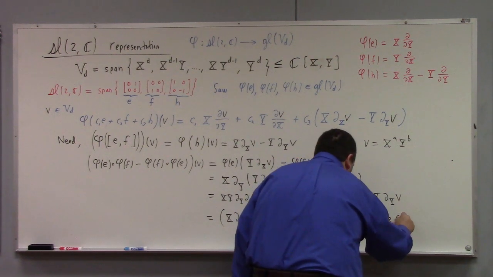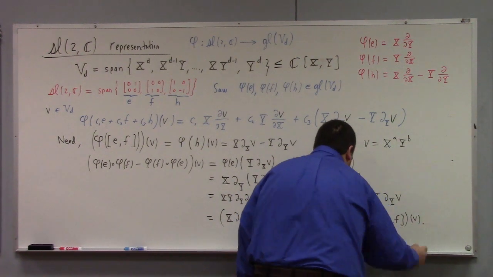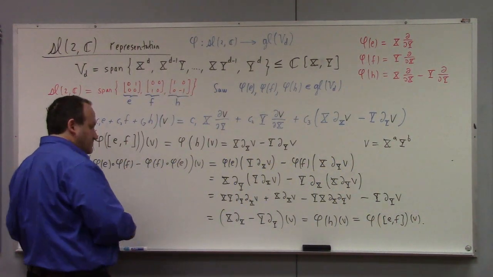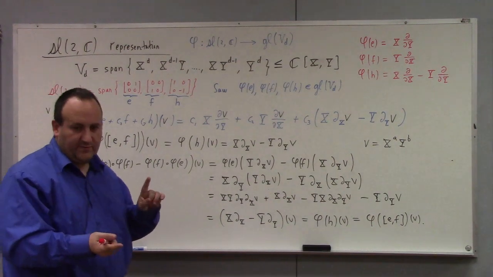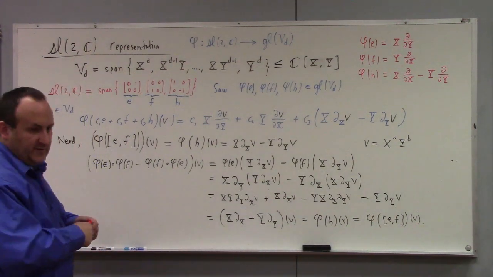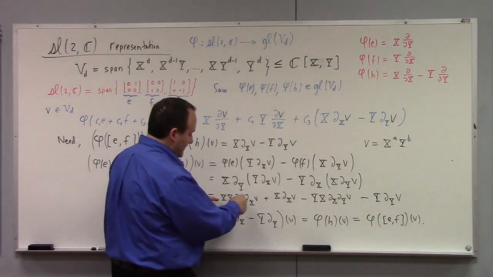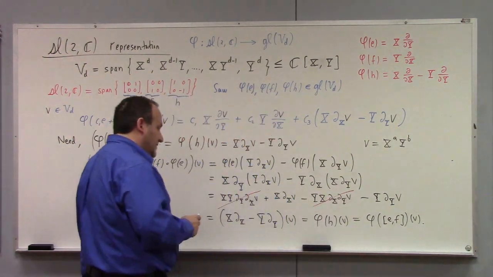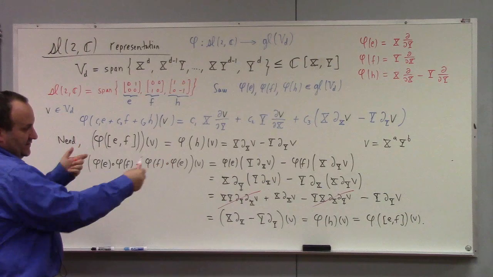ef acting on v. So the key calculation here being that the partial derivatives commute, as does multiplication of polynomials. So that's why this term and that term cancel. And then the other ones just give us the h.